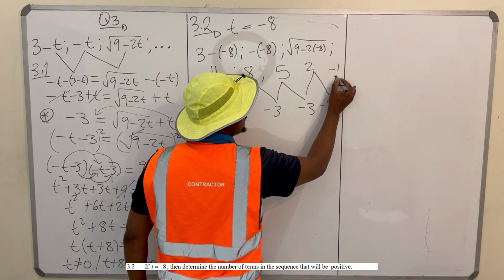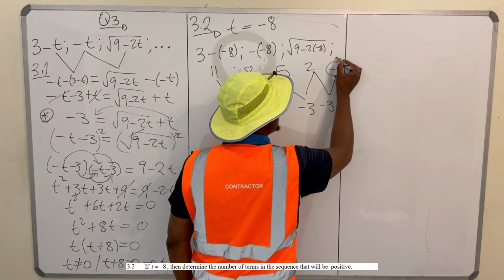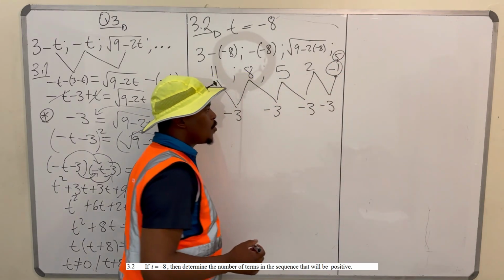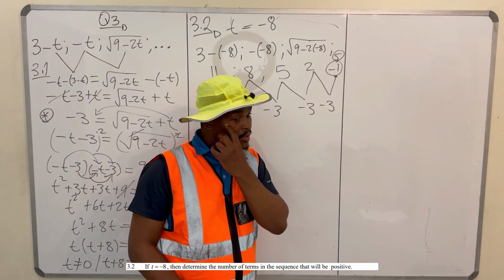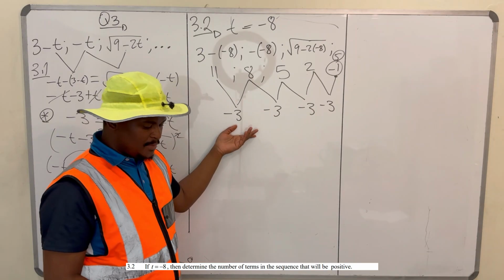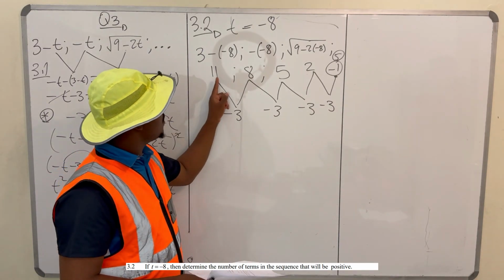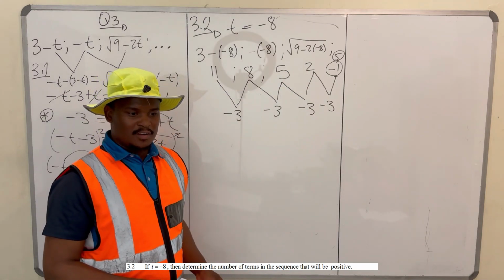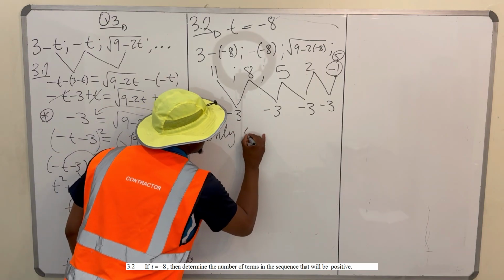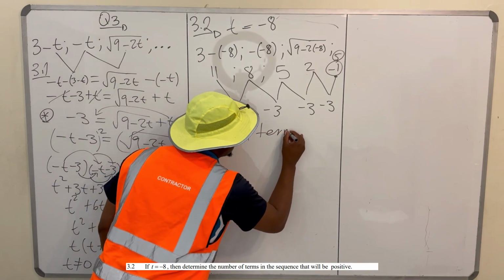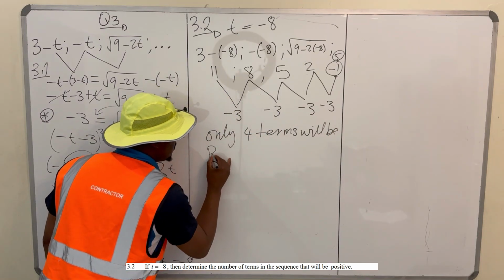Minus 1. So from this point going forward, from term number 5, it will always be negative because it's one way, it will go down all the way. So in simple terms, only 4 terms will be positive. This one, this one, this one, and that one. So you can just say only 4 terms will be positive.